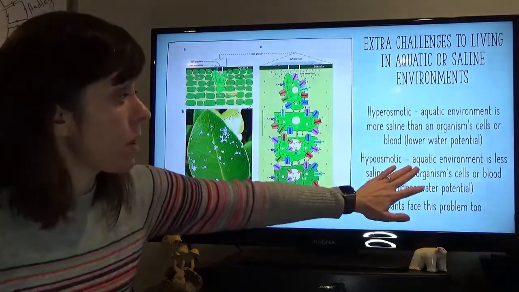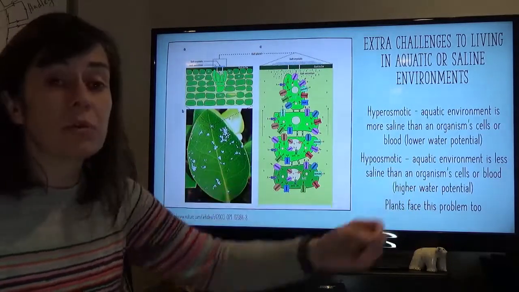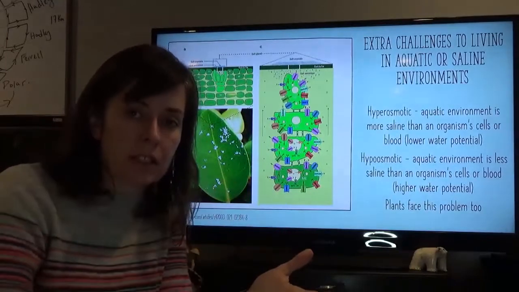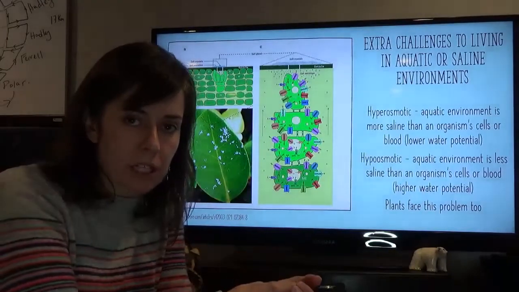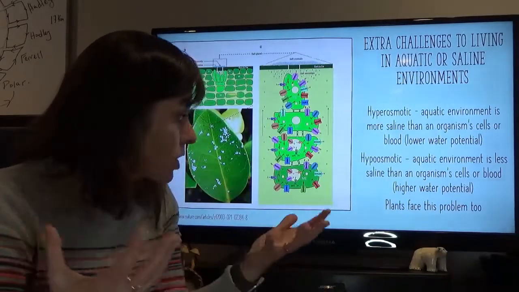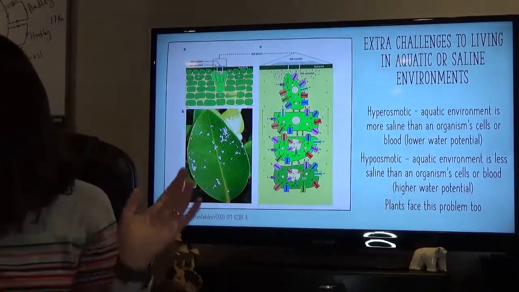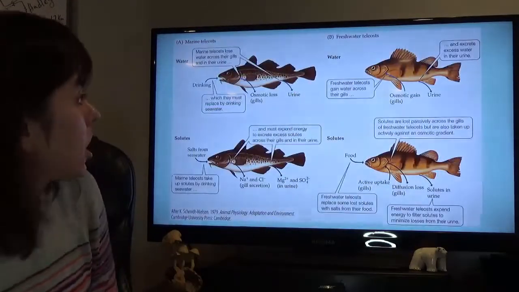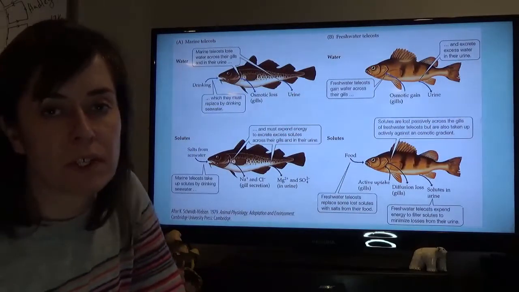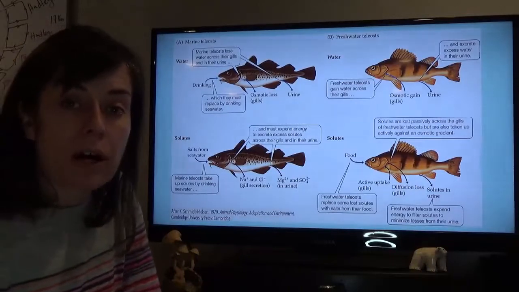Hypoosmotic is where the aquatic environment is less saline than an organism's cells or blood, and so the water has a higher water potential, more free energy than the organism, and so water is going to tend to move from outside to inside, and so there's the problem of too much water. Plants face this problem as well, as I just exemplified, but we're going to talk about it here in some marine and freshwater teleosts, or fishes, so vertebrate taxa that live in these aquatic environments.